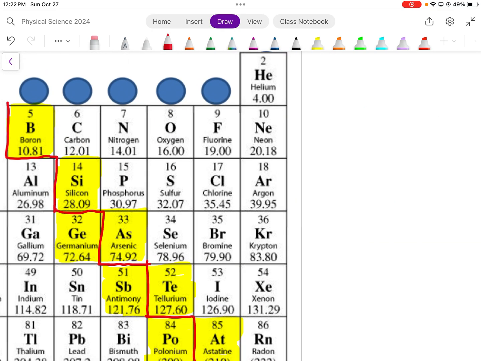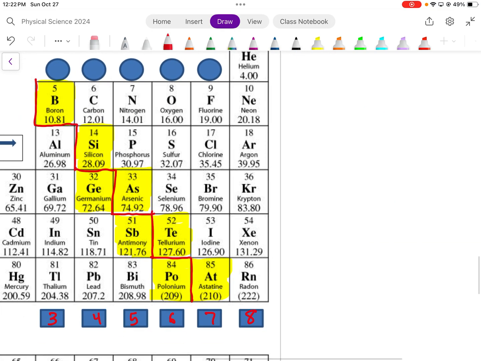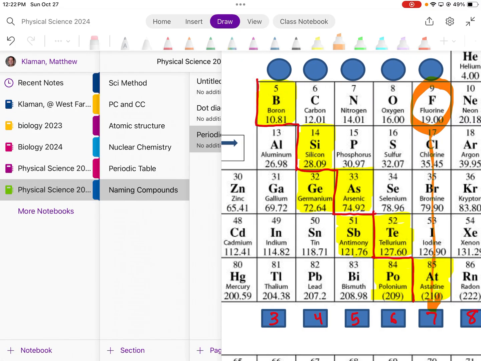And so fluorine, there it is. So here's fluorine. And remember, we wrote this down at the bottom. That's the number that I'm looking for. So fluorine is in group number 7. And according to the number I have down on the bottom, fluorine has 7 valence electrons.